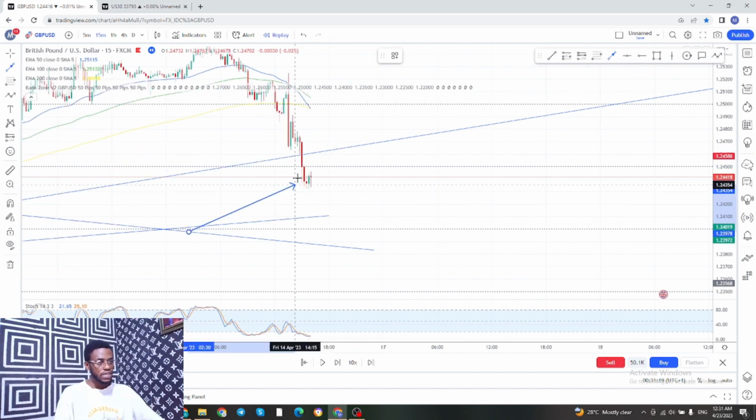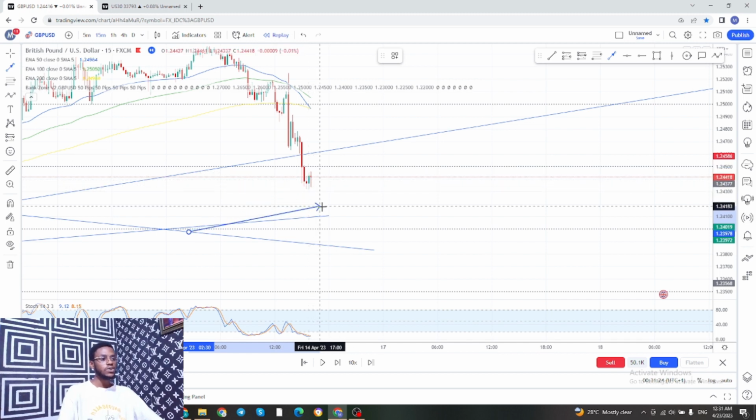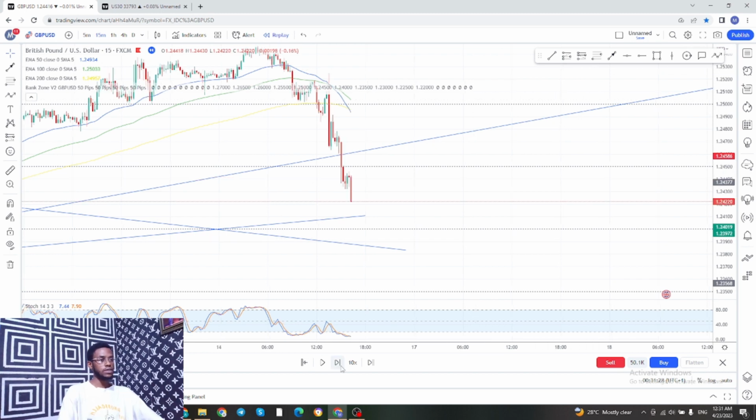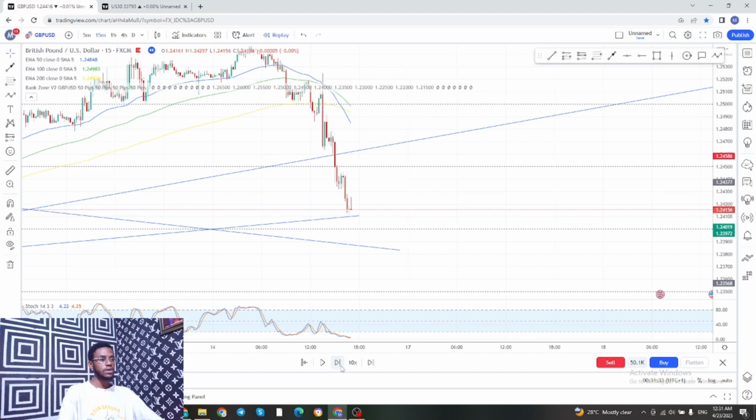Yeah, I can already see. Look at this long wick candle. Look at this bullish engulfing candle, right? So right now, I'm waiting for a cross on the stochastics. If I get a cross, I'm gonna get in. Right there, no cross, boom. Price just keeps going down, down, down.